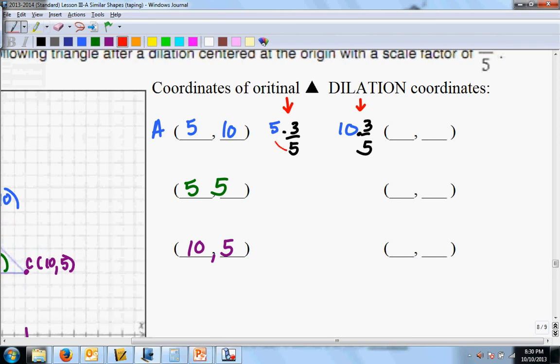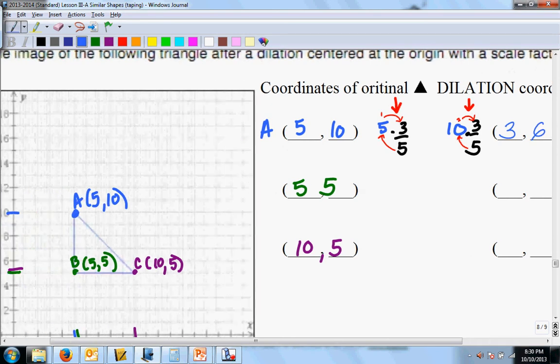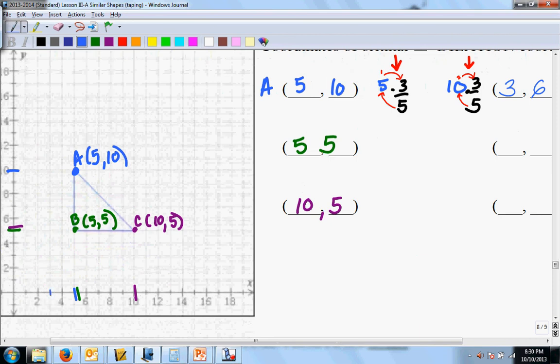Okay, ready? 5 goes into 5 one time. So I take that 1 and I times by 3. 1 times 3 is 3. So 5 times 3/5 is 3. Let's do this one. 5 goes into 10 twice, and now I do 2 times 3, which of course is 6. So my new A coordinate is 3, 6 after dilating by 3/5. I go over 3 and up 6, and that's my new A, sub A, 3, 6.